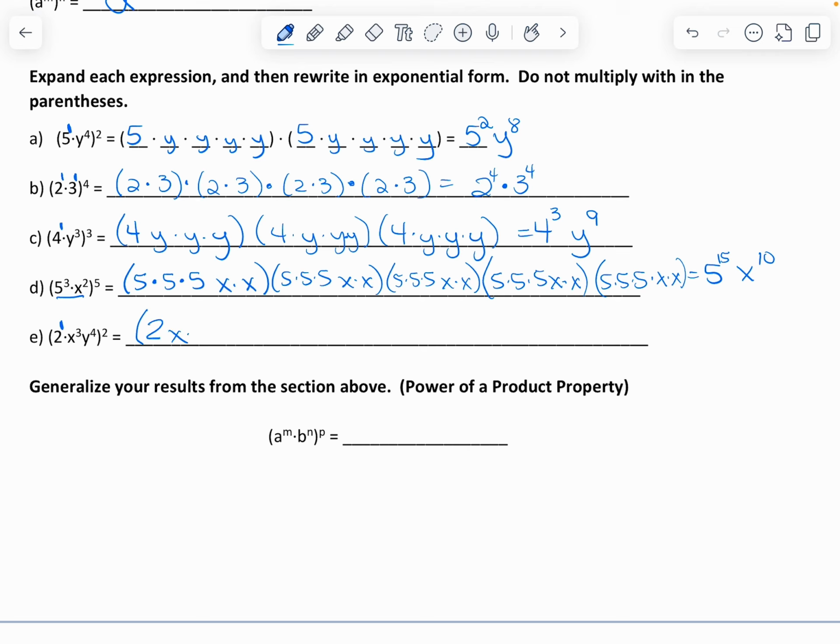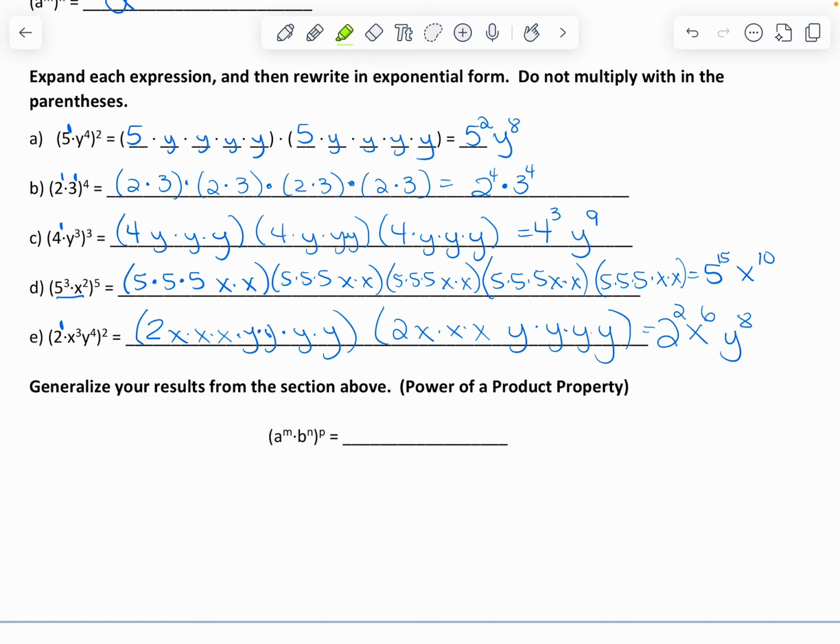2, x times x times x, y times y times y times y, and we're writing that 2 times. 2, x times x times x, y times y times y times y. How many 2's do I have? I have 2 of them. How many x's do I have? I have 6 of them. How many y's do I have? I have 8 of them.